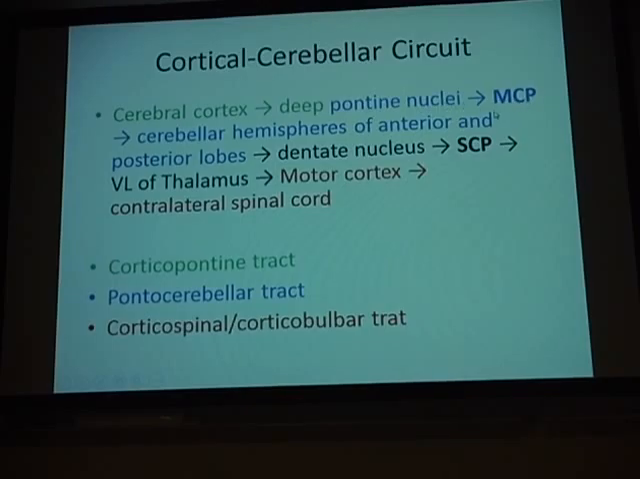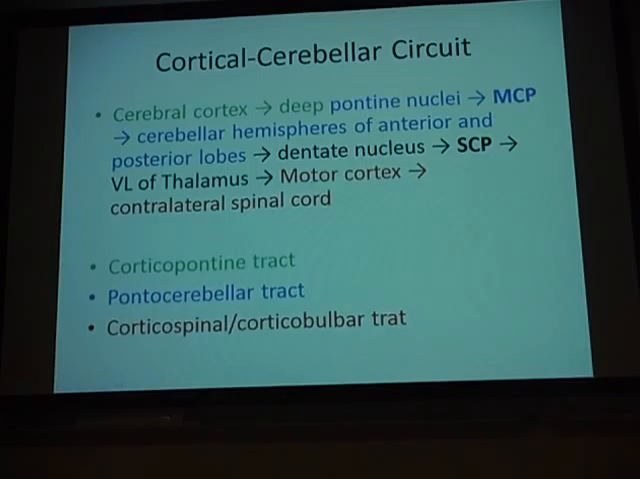From the deep pontine nuclei, it will travel into the cerebellum via the MCP. Remember, the MCP is carrying all of that information from the cortex into the cerebellum. It will synapse on the lateral hemispheres, or the cerebellar hemispheres, both anterior and posterior lobes, so those outside parts of the cerebellum. Deep to those lobes is the dentate nucleus. They go to the dentate nucleus, and then out through the SCP to the VL of the thalamus, back primarily to the motor cortex.